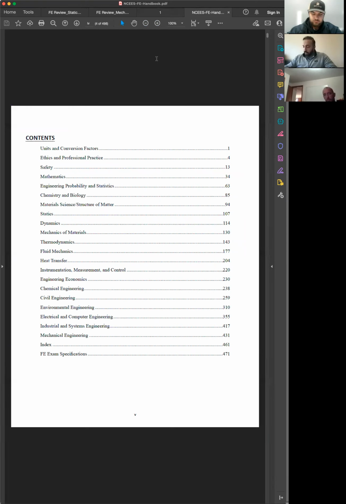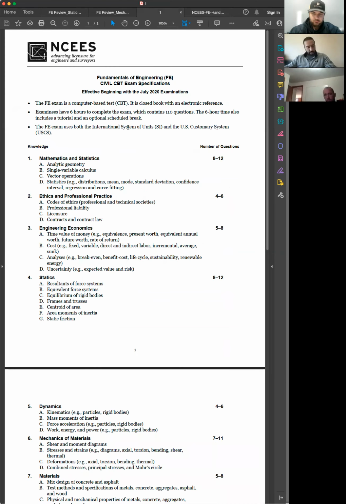Here we are dealing with statics and mechanics of materials. These two topics, and the concepts that will actually be asked of you, will be covered during this session.